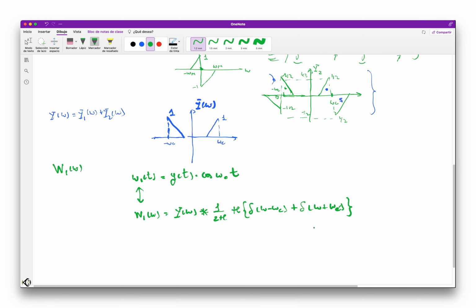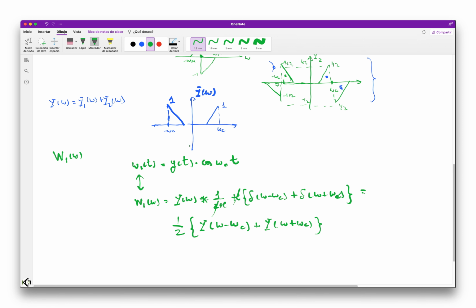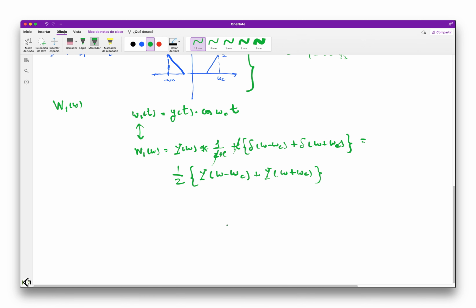Okay, so the pi goes away, and we will have Y divided by 2, and then the convolution of the signal with the deltas is just moving the signal to where the deltas were. And this is what we'll get. So the only thing that we need to do is take Y(omega), which is this, and bring it up around omega_c positive and omega_c negative. So let's go ahead and do that.